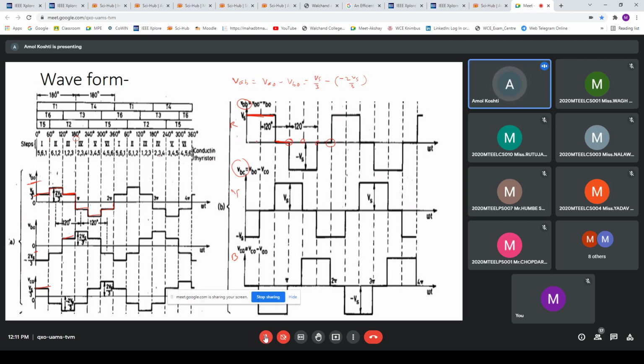So when we connect the filter, what happens? You just see, we get this type of AC waveform. Even though it does not look like a perfect sine, we assume it as a perfect sine. So we get this type of waveform once we connect the filter.